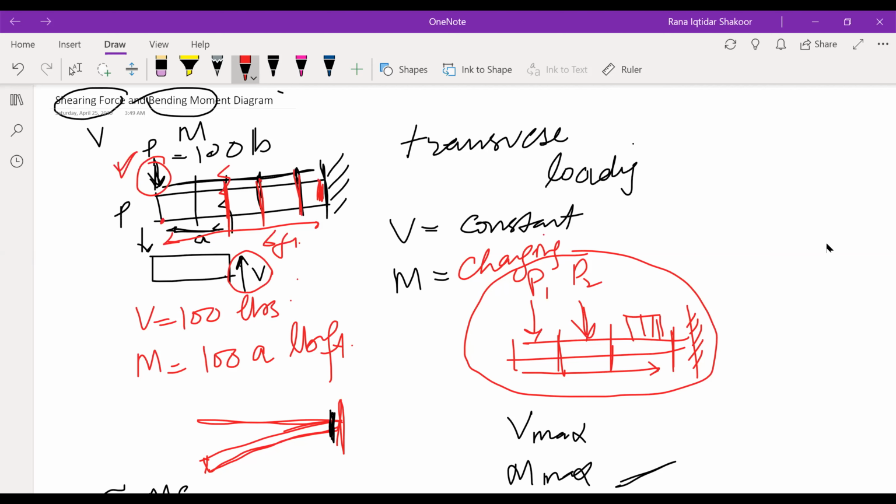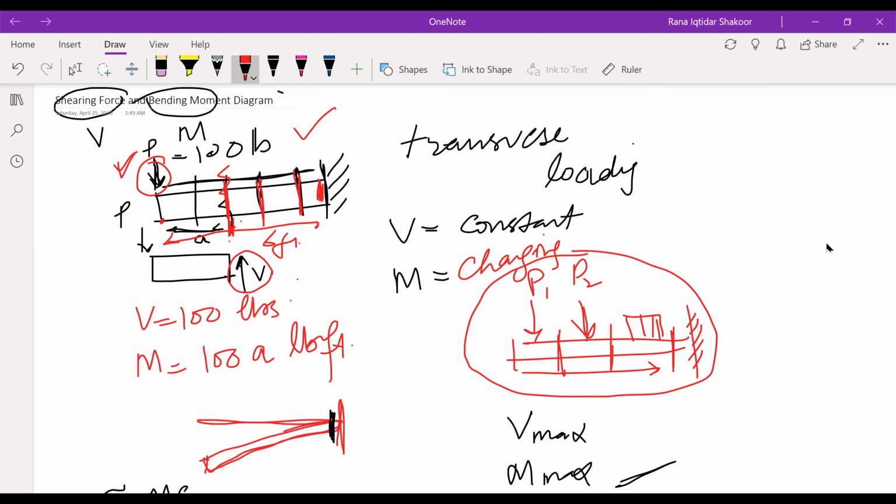But M is a function of A, the distance from the point of load to any other point. In this particular case, it was over here. So it is a function of A. A will keep on changing as we keep on increasing A, so the moment will keep on increasing. In this particular case, V will be constant, but M will keep on changing.